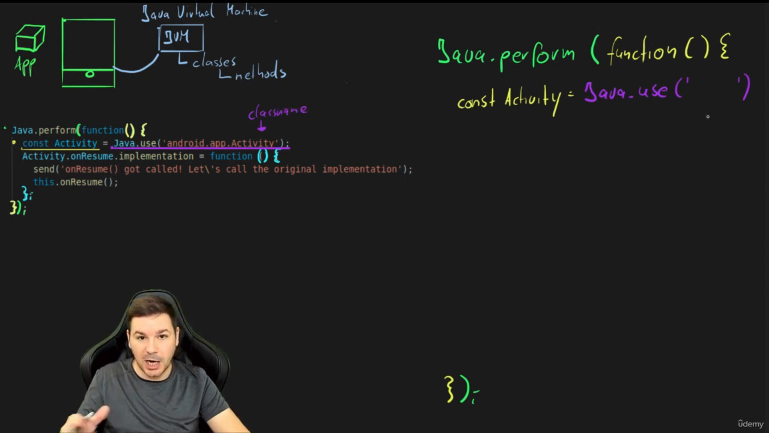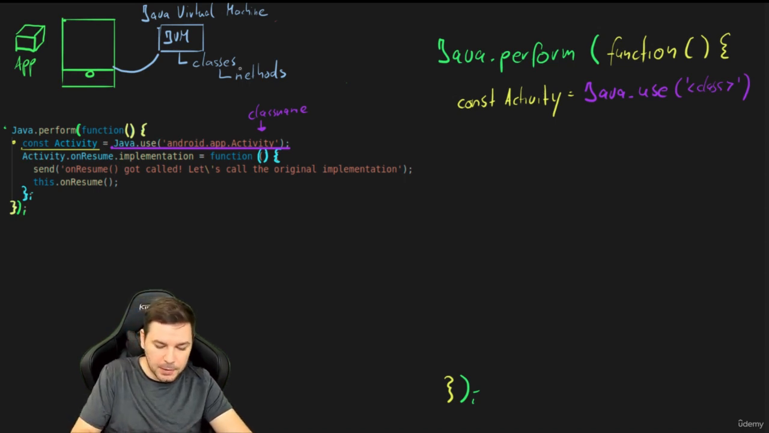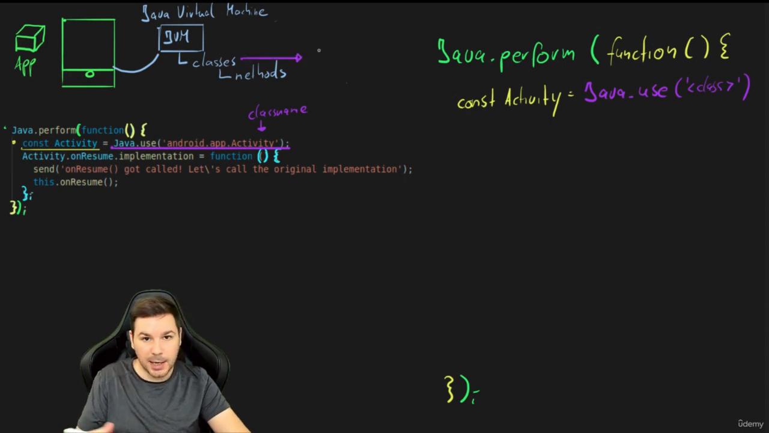This is now a Java class. And what Java.use is doing over here, it's getting a reference of this class and assigning it into this activity variable. So here we are providing our class name, and this one is now being assigned into the activity. If you take a look at the top left, it looks in the following way. The Java virtual machine has loaded this activity class during the application initialization, the startup of this app.